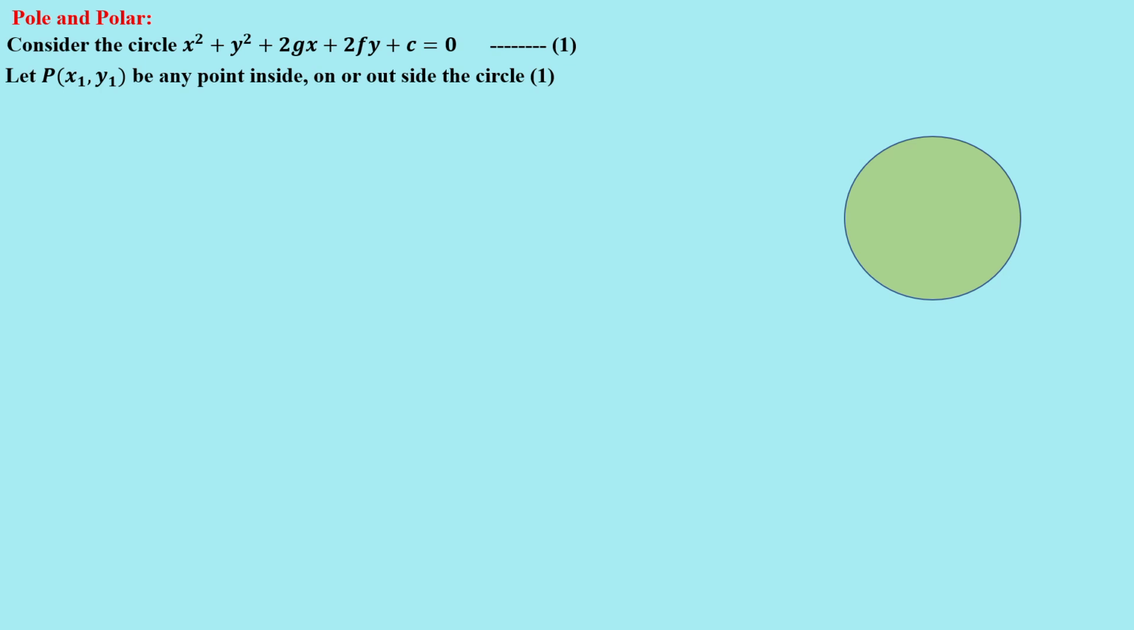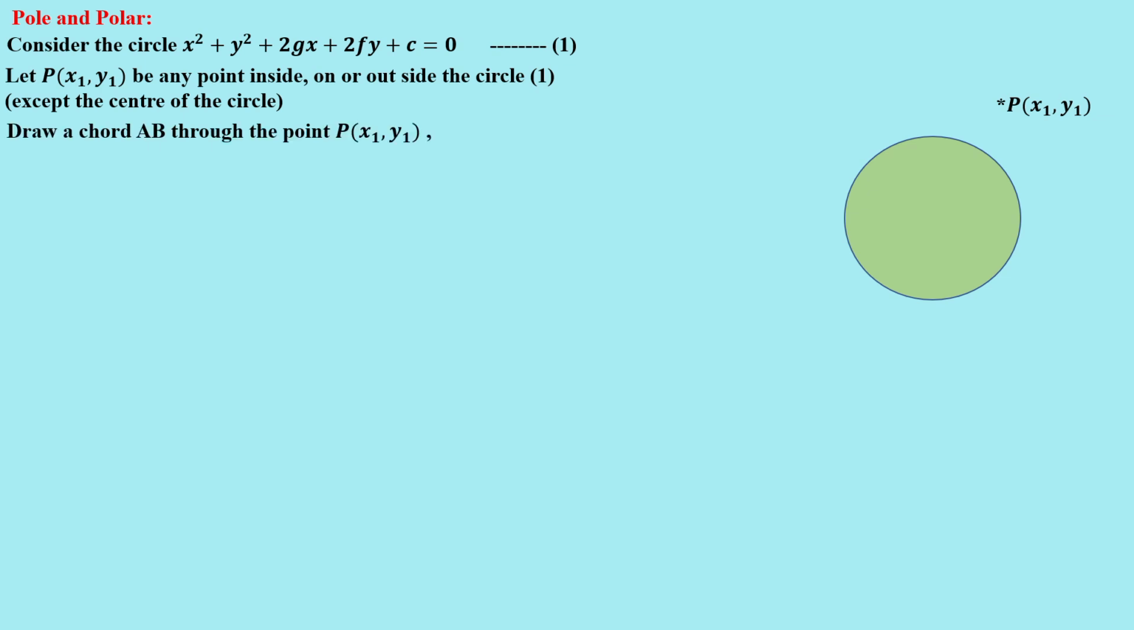So any point which is lying inside, on, or outside the circle. You choose one point like that, right? So we are choosing a point P(x1, y1) outside the circle, except the center of the circle. So the point should be other than the center of the circle.